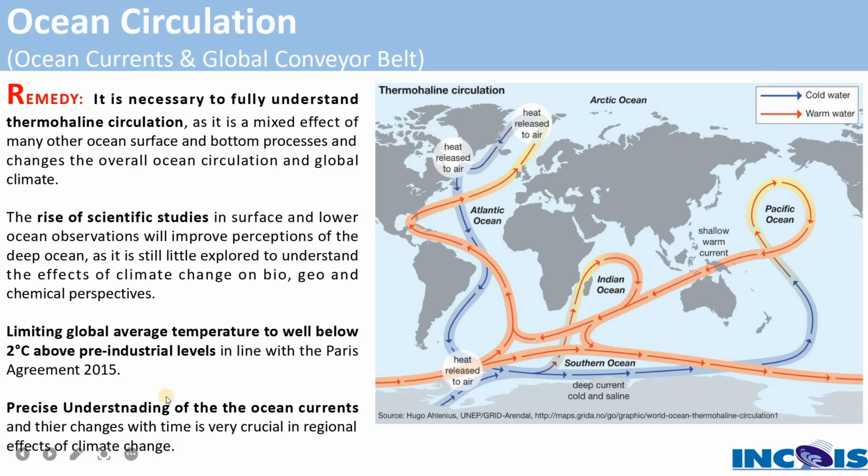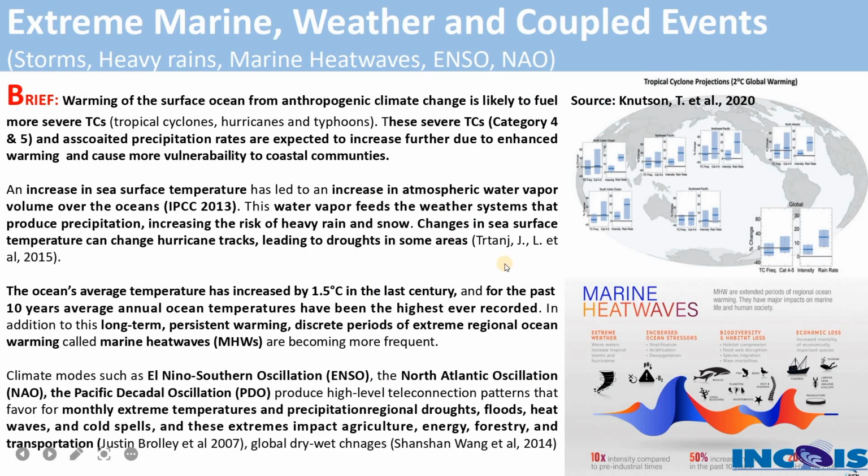And of course, we should have some precise understanding of the ocean currents and their changes, because it's very crucial in knowing the effects of regional climate change. That's just like I told, formation of the greenlands and grasslands and deserts and all, right?